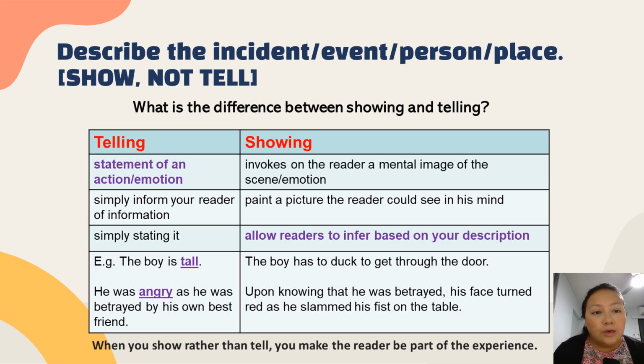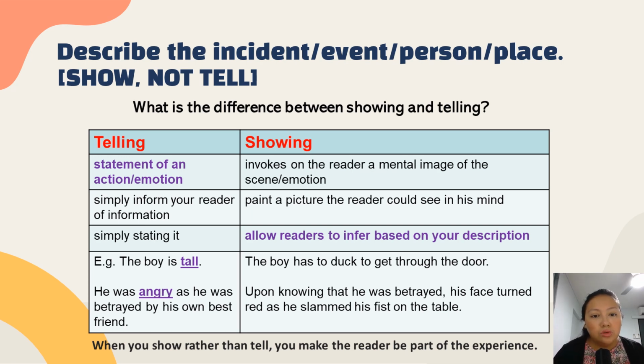Now, remember, in order to be descriptive, we must show and not tell. All right, so you may stop the video here and you can look at this slide all over again. We have gone through this in class.